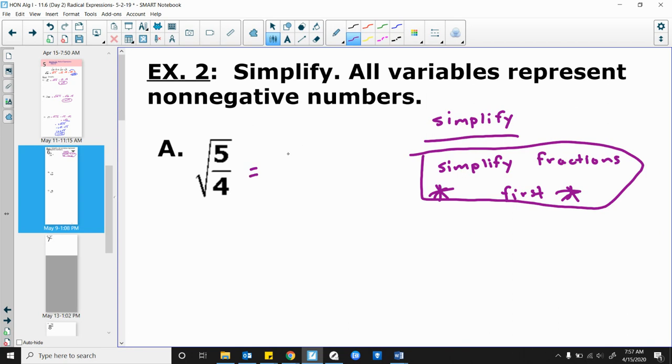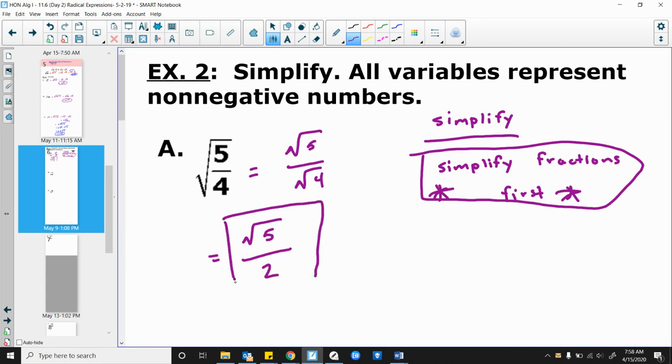Once we've got that simplified, then we can break this into square root of 5 divided by the square root of 4. Square root of 5 is not going to simplify at all. It's going to stay as just square root of 5. And then square root of 4 is going to be 2. So my answer is going to be square root of 5 over 2. And you can check that answer by plugging it into your calculator and seeing that you get the same decimal.